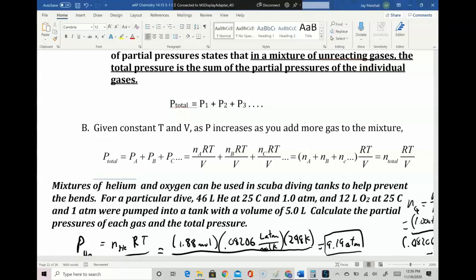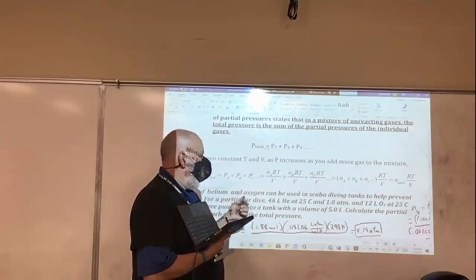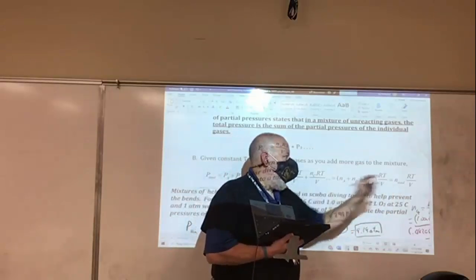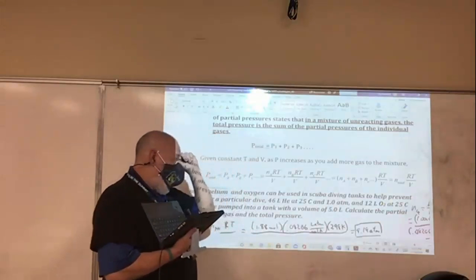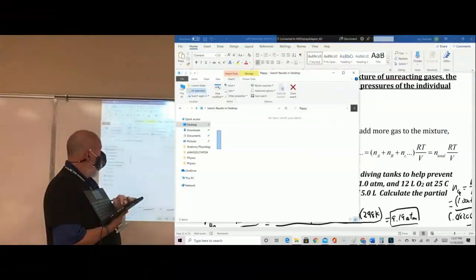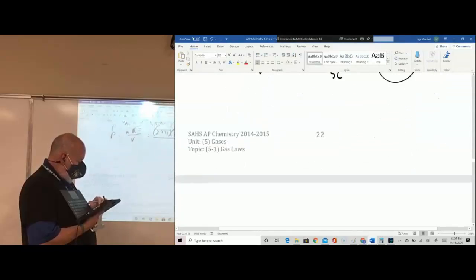And we said that we can do a variety of things to look at this in different ways. We can say that the total is the sum of the partial pressures, and we can say that the partial pressure is equal to the number of moles times RT over V for that particular gas. And we could factor out the numbers of moles if we wanted to, and come up with a total by adding the number of moles together and then plugging that into the gas formula. And then we did an interesting problem.